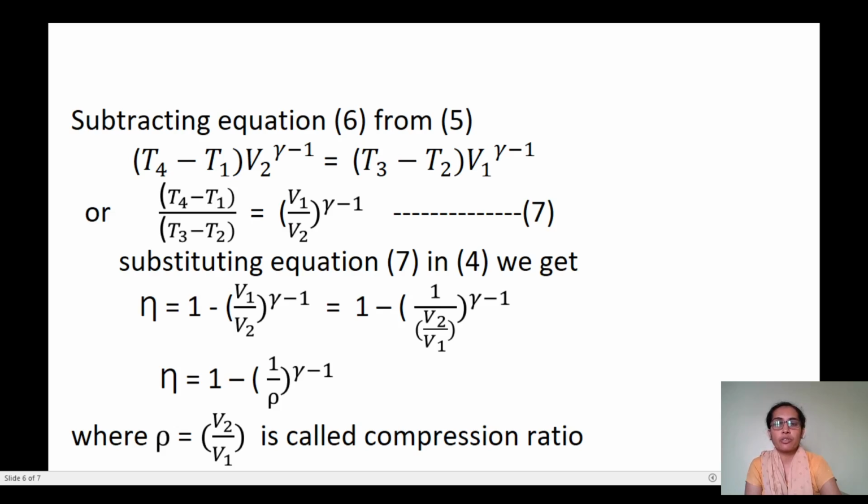So therefore eta equals 1 minus (V2 divided by V1) to the power of gamma minus 1. Equals 1 minus, now taking V1 to the denominator, we get 1 divided by (V1 by V2) whole to the power of gamma minus 1. Or eta equals 1 minus (1 over rho) whole to the power of gamma minus 1, where rho equals V1 divided by V2 is called the compression ratio. So this is the expression for efficiency.